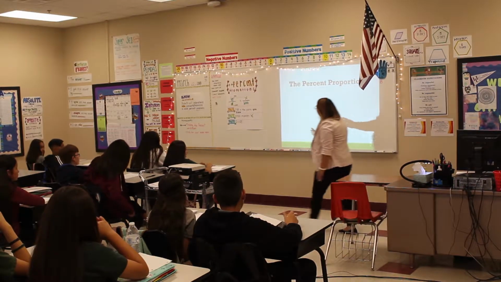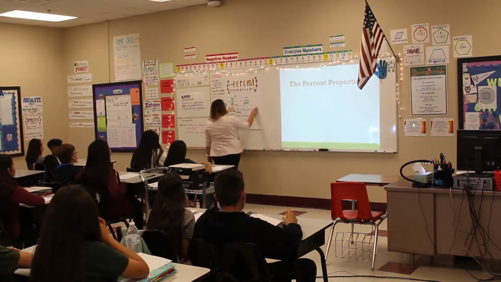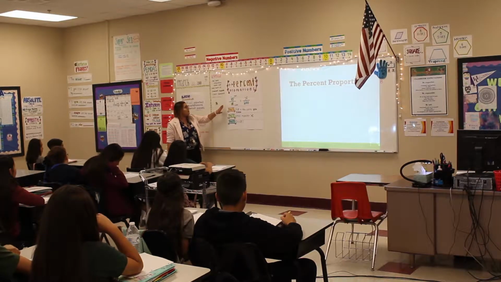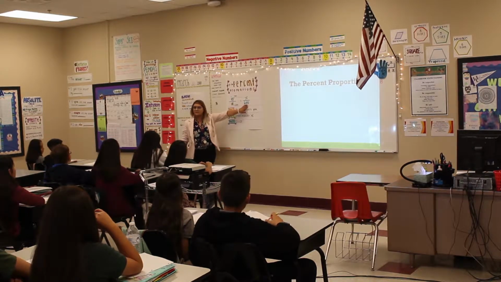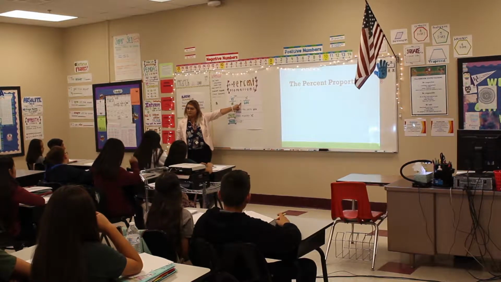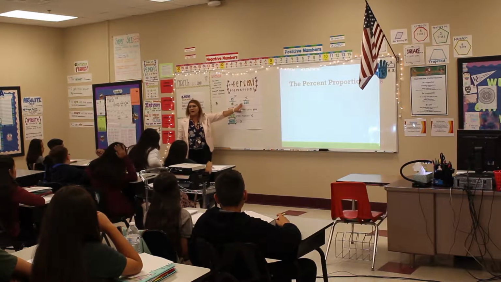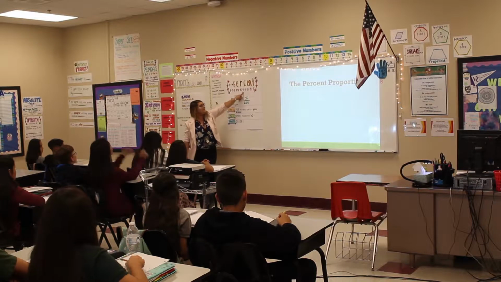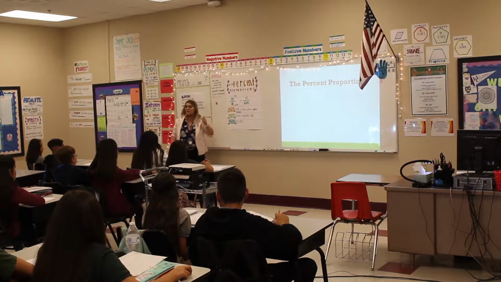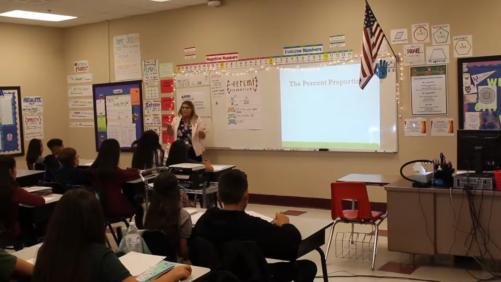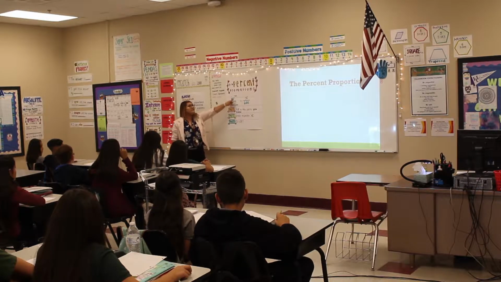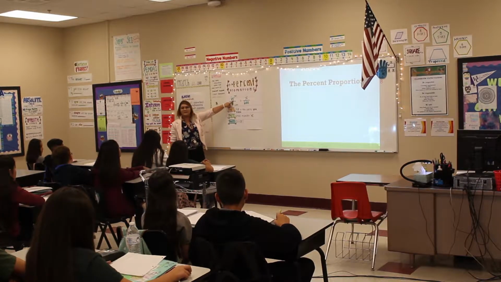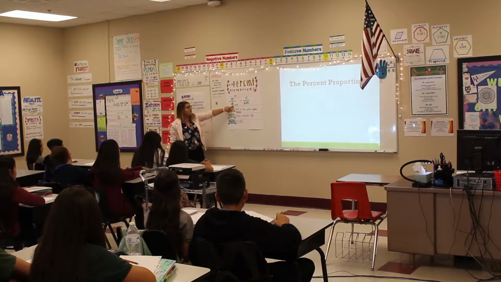If you look over here at our percent proportion, you can see that we have two fractions and an equal sign in the middle. So we can say that these two fractions are equivalent. So they're going to be what, Christopher? Proportional, right? They're proportionate to each other because they're equal, they're balanced. Now, when we just have a part, that's going to be the is. When we have a whole, that's the of.